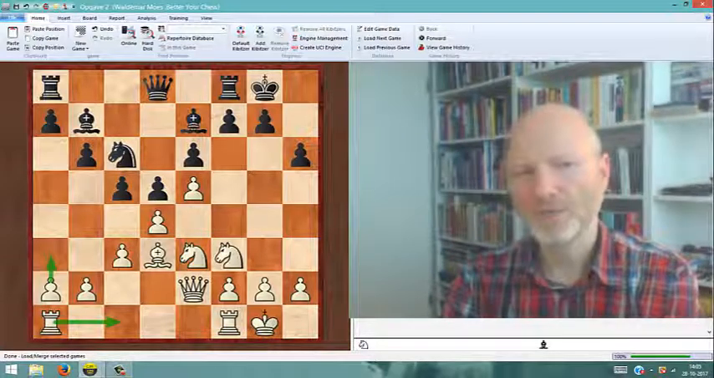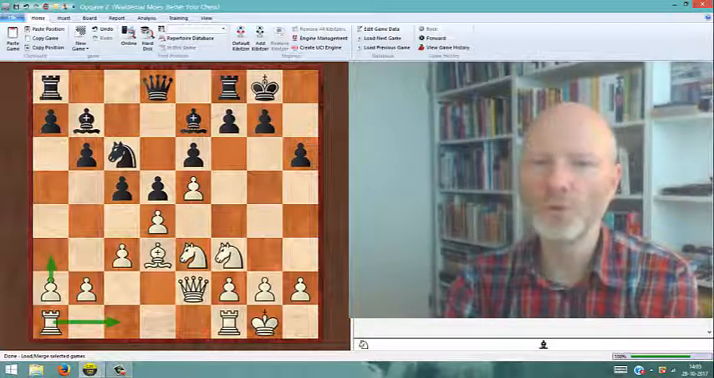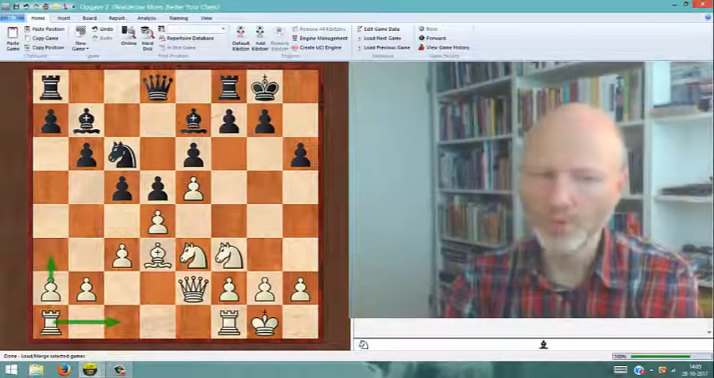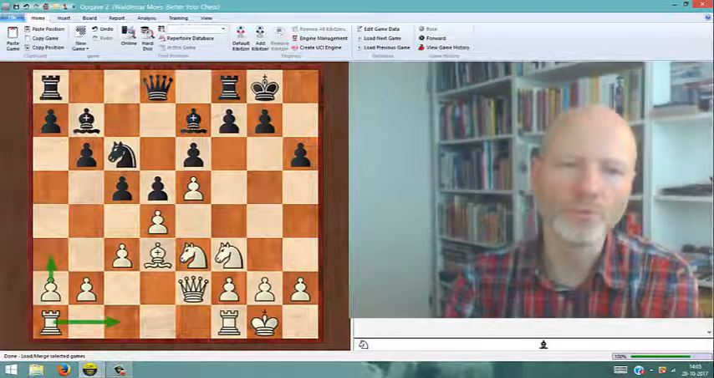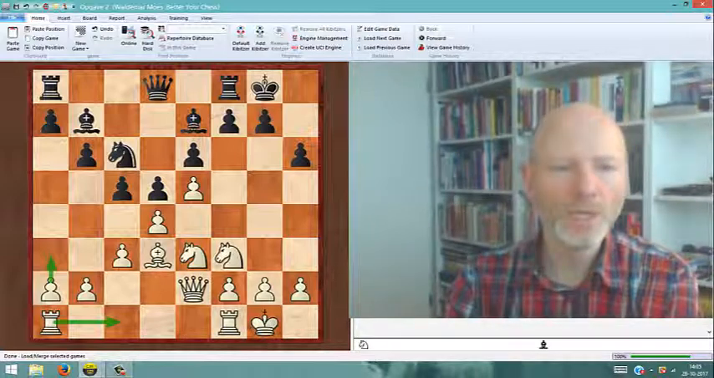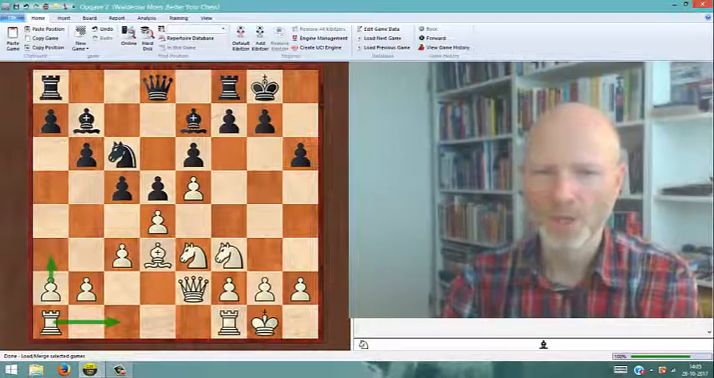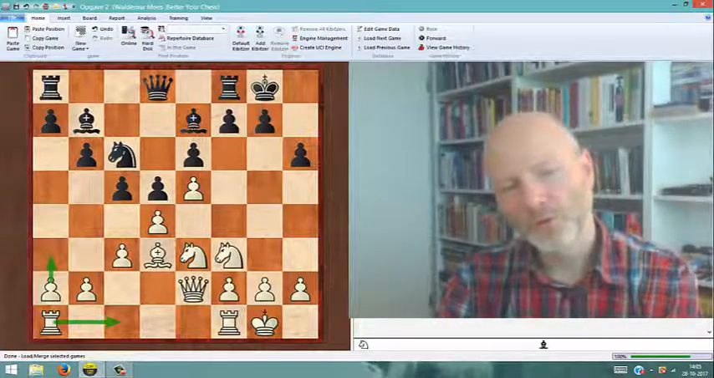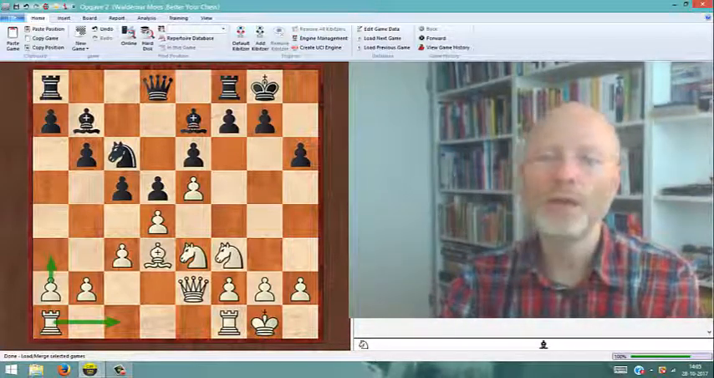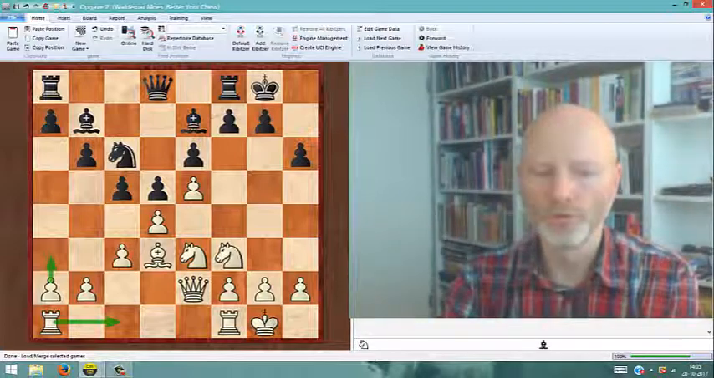So yesterday I left you with this position and the choice between two alternatives: A2-A3 or Rook A1 to C1. So white to move, which one would you choose? Well, maybe in the meantime you had a chance to think about it and make your decision. Well, from my point of view, the correct move here is A to A3 and not Rook to C1.